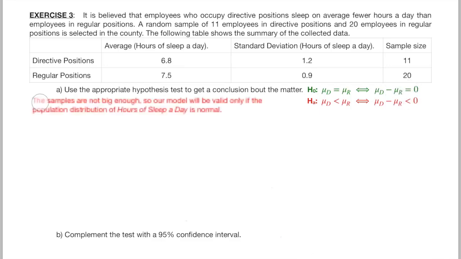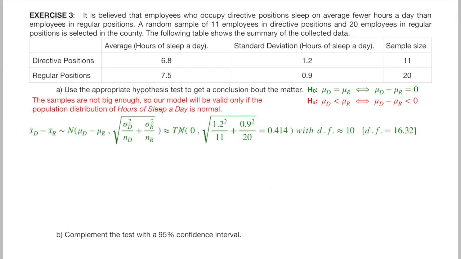Second stage, selecting the appropriate mathematical model. These samples are not big enough, so our model will be valid only if the population distribution of hours of sleep a day is normal. Here we should do something to check normality. The simplest thing that we could do, if we have the whole data set, this is just a summary, is sketching the dot plot of each sample. If the dot plots look bell-shaped, it might be a symptom that the population is normal. If they look skewed, it might be a symptom of the contrary.